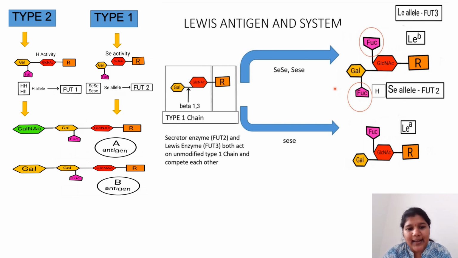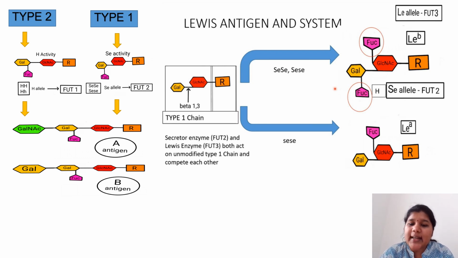In the center, there is the type 1 chain that is beta 1,3 linkage. Now, this chain is responsible for producing the secretors of ABO blood group. So, when there is secretor allele, that is a capital SE, there will be action of fucosyl transferase 2 because of SE and fucosyl transferase 3 because of LE. The fucosyl transferase 2 adds fucose to the terminal galactose, while fucosyl transferase 3 adds fucose to N-acetyl glucosamine.